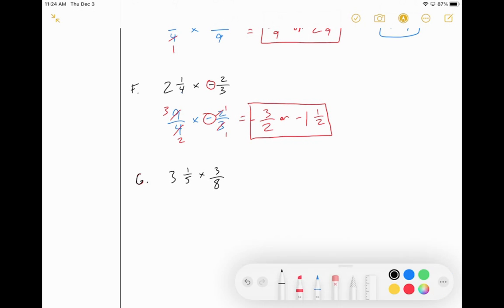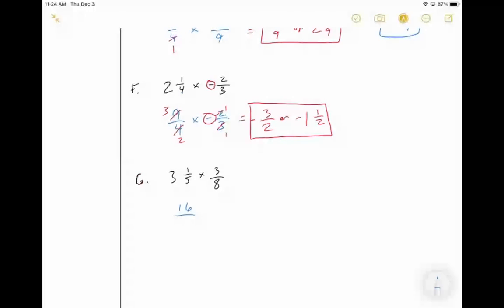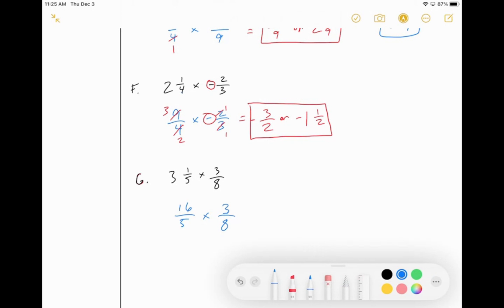All right, let's take a look. Here we go. So this becomes 16/5 times 3/8. And then we look, can we cancel? Is there anything that we can cancel? 3 and 5, no. 8 and 16. Oh yeah, we could definitely cancel 8 and 16.